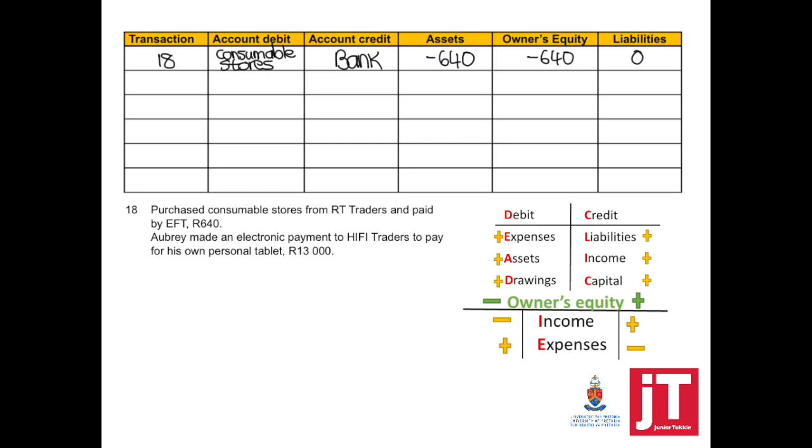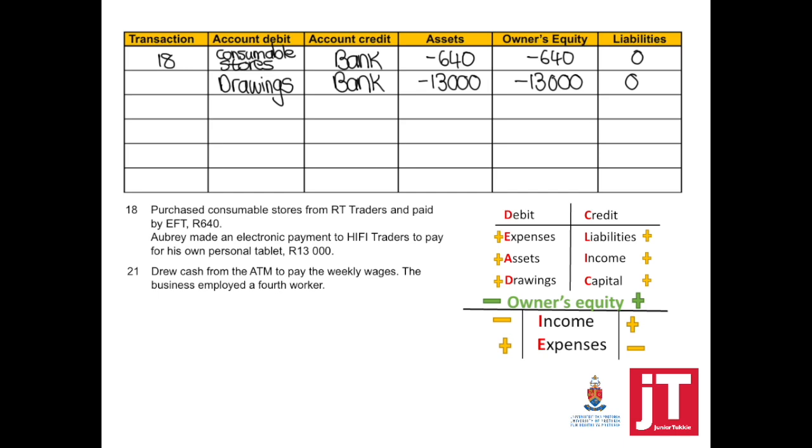On the same day, Aubrey made an electronic payment for her own personal tablet. From the CPJ, bank is credited. Because this is a personal expense, it must be shown as drawings. This is something that we call in accounting the business entity principle. The owner's personal finances must be kept separate from the business. Assets minus 13,000, drawings will decrease your owner's equity minus 13,000 and nothing happened with your liabilities.